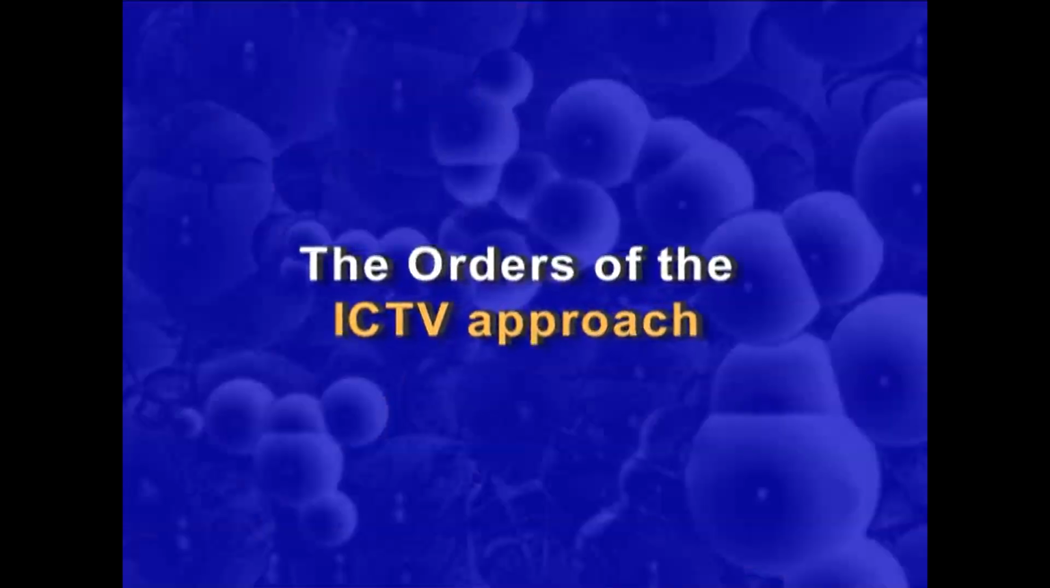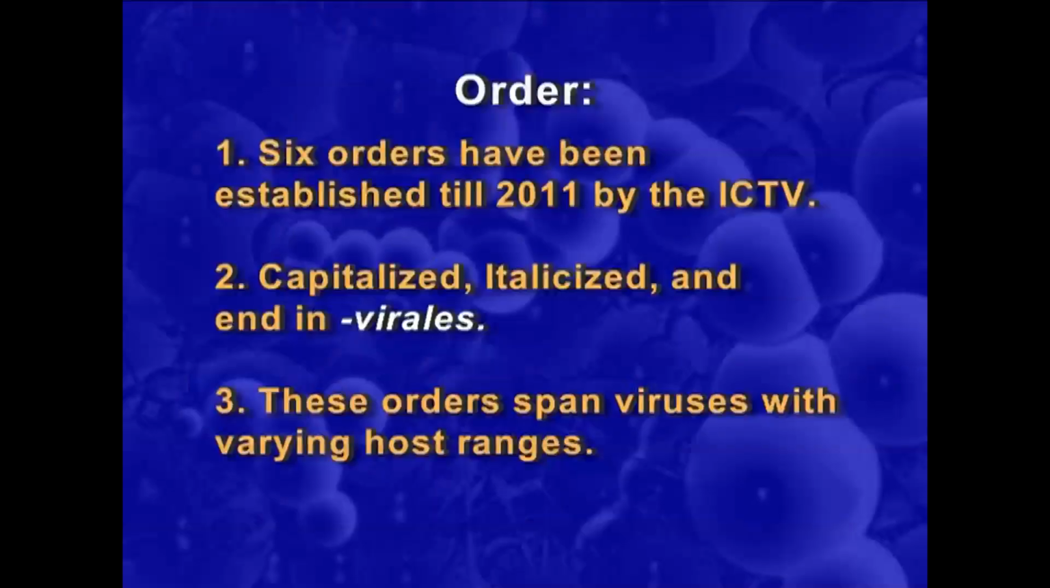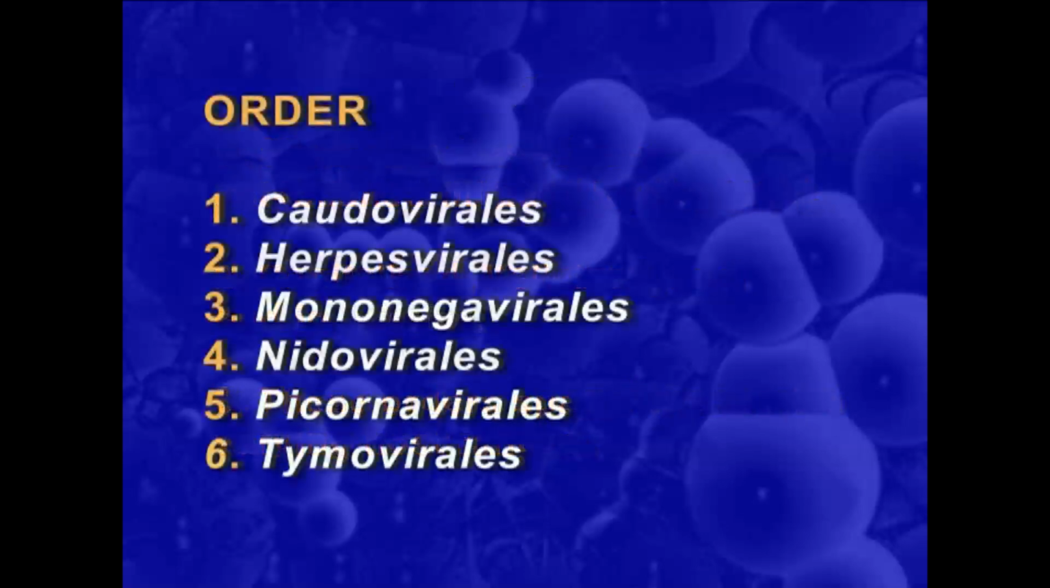It comprises 6 orders. These 6 orders have been established in 2011. It comprises Cordovirales, Herpesvirales, Mononegavirales, Nidovirales, Picornavirales and Tymovirales. Next, we will be discussing the basic features of these different orders and the number of families which are incorporated in each order. So, we have 6 orders.